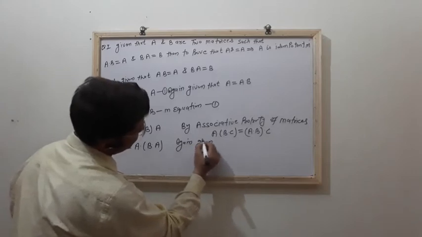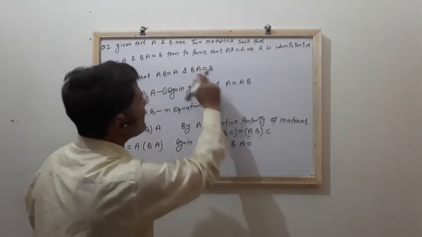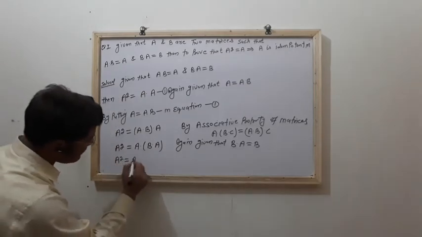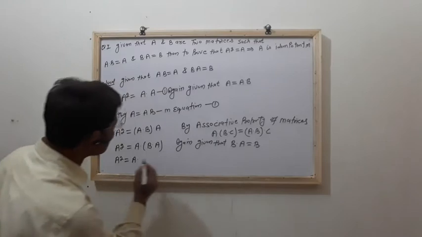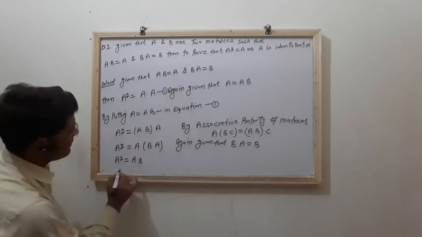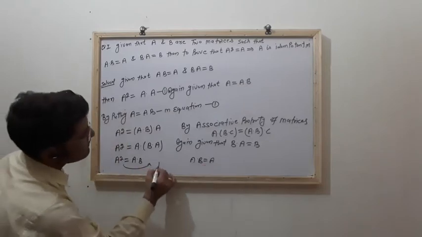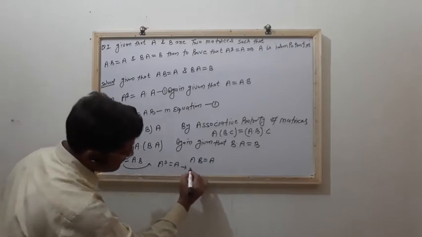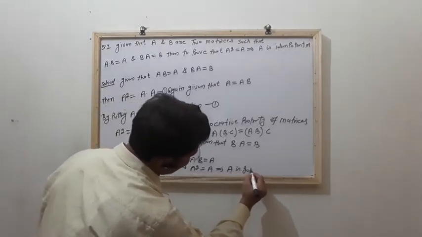And again, given that B into A is equal to B, then A square is equal to A into B into A. The value of B into A is equal to B. Again, the value of A into B is equal to A, so that A square is equal to A, means that A is an idempotent matrix.